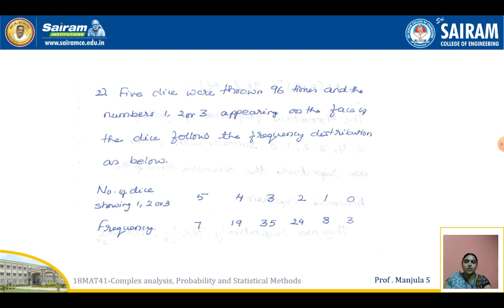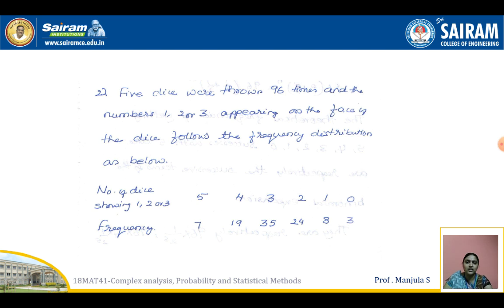Now we'll see the next problem. 5 dice were thrown 96 times. Just see here, students: 5 dice were thrown 96 times, and only the numbers 1, 2, 3 appearing on the dice are of interest, since a die has 6 numbers. Our interest is only in getting the number 1, 2 or 3 appearing on the face of the dice, which follows the frequency distribution below. The number of dice showing 1, 2 or 3 is 5, 4, 3, 2, 1, 0, and the corresponding frequencies are given in the question.